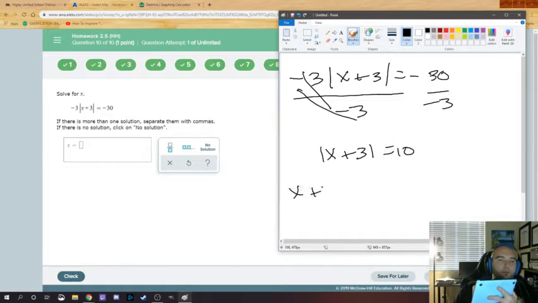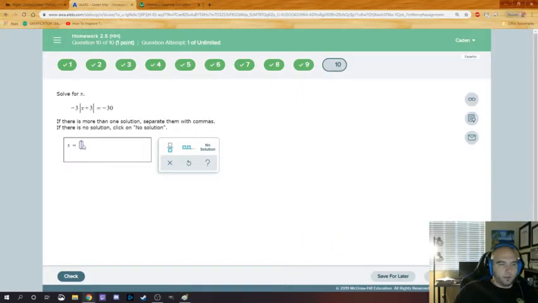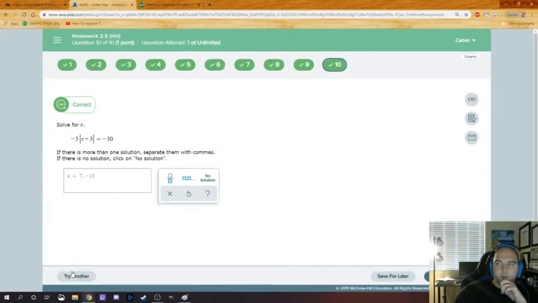Then you solve it two ways. x plus 3 equals 10. x plus 3 equals negative 10. You minus 3 on both sides. x equals 7. x equals negative 13. There you go. x equals 7, negative 13. Hooray! That is it. That's the whole thing.